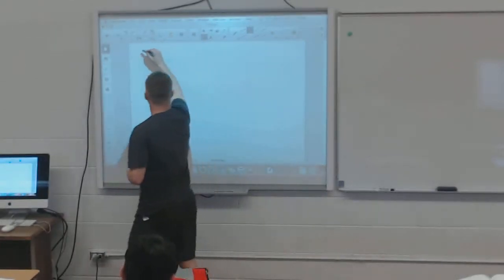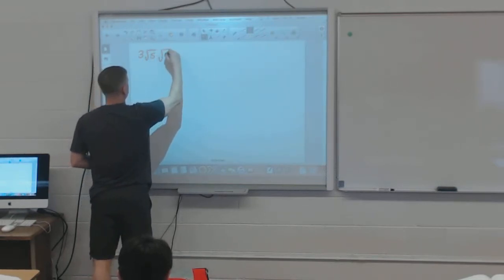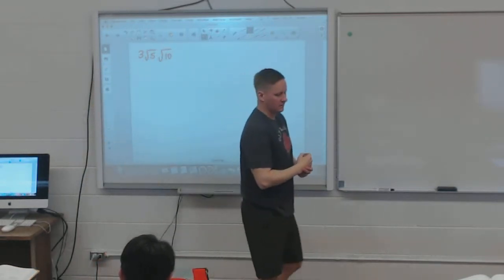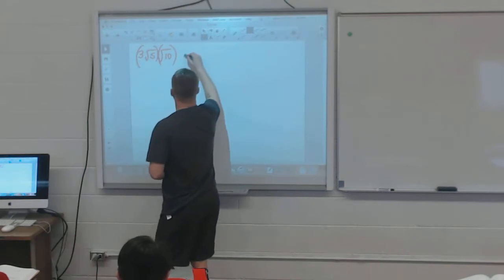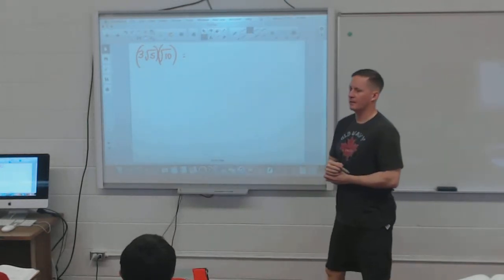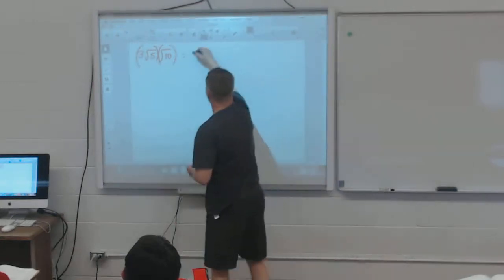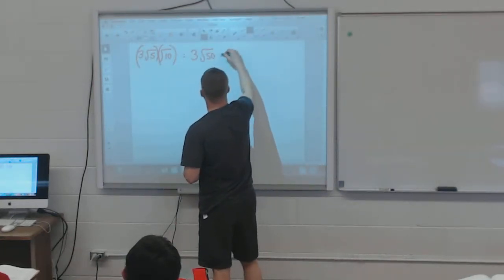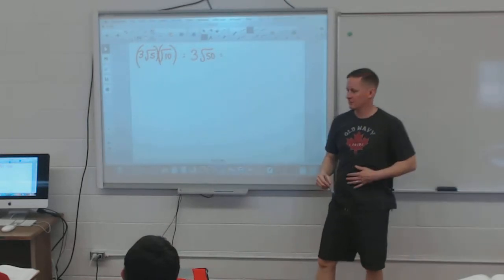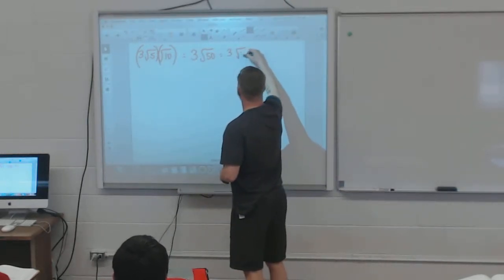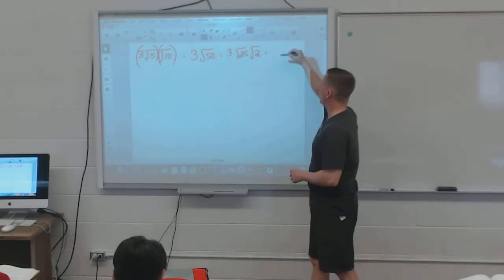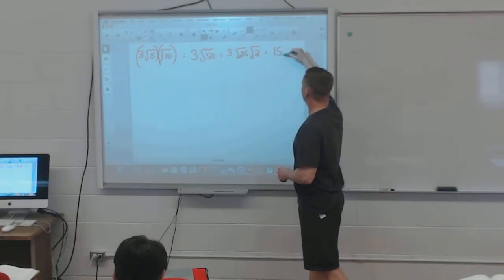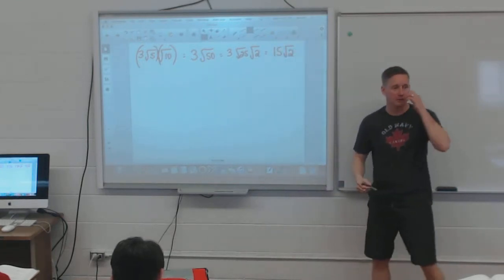3 root 5 times square root 10. Okay? So put brackets around both of them. Not necessary, but we'll do it anyways. Alright. So, exactly, 3 root 50. Now, is there a perfect square that goes into 50? 25. 25 times what? Okay, what's the square root of 25? 5. 5 times 3 is? 15. So I have 15 square root 2. Okay?